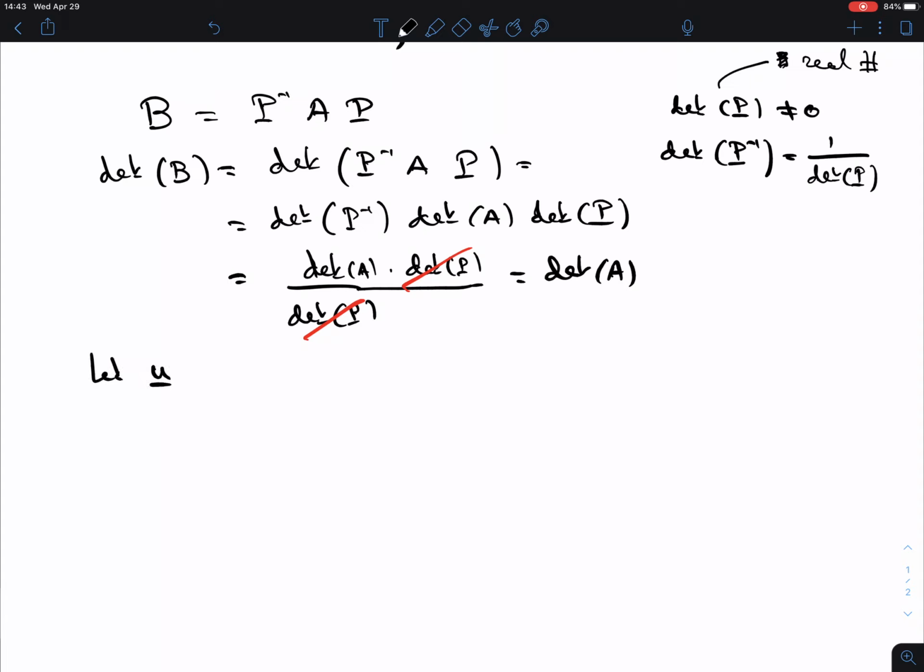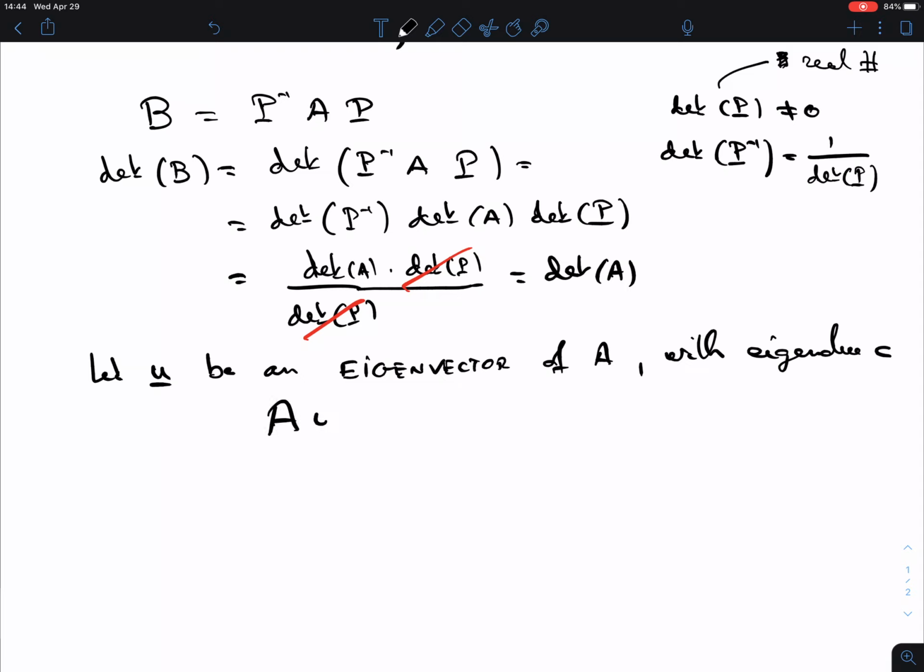So let U be an eigenvector of A with eigenvalue, let's call it just lambda. Okay, but now lambda is not a variable, lambda is a number. You don't like it? Okay, let's write eigenvalue C, where C is now a real number. So what does this mean? That means that A times U is C times U, right? That's what it means to be an eigenvector. And of course, it also means that U is non-zero.